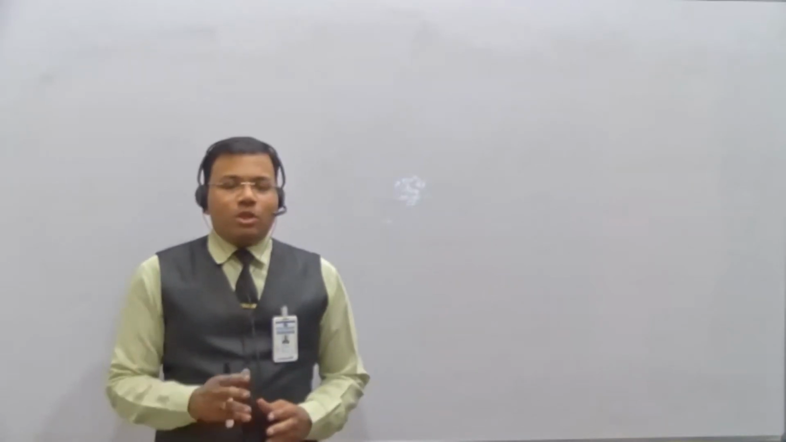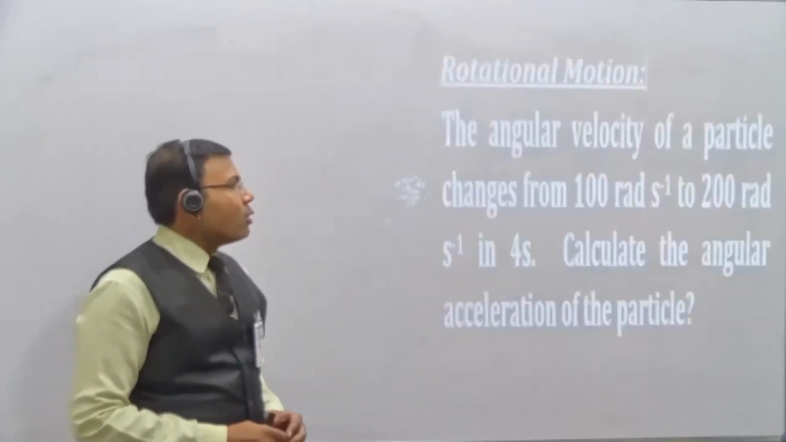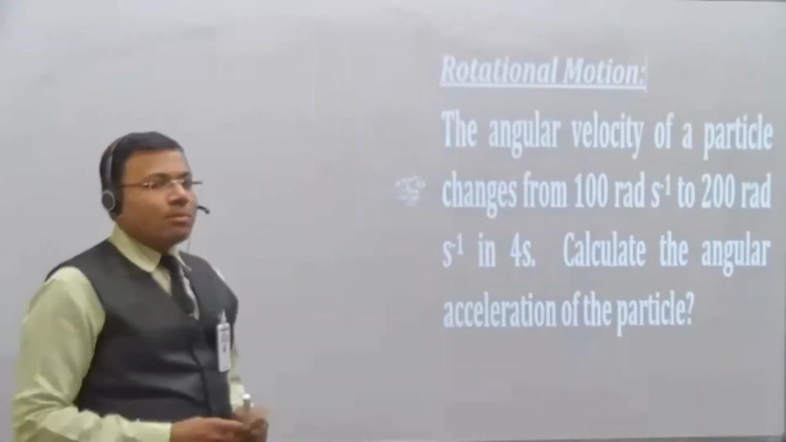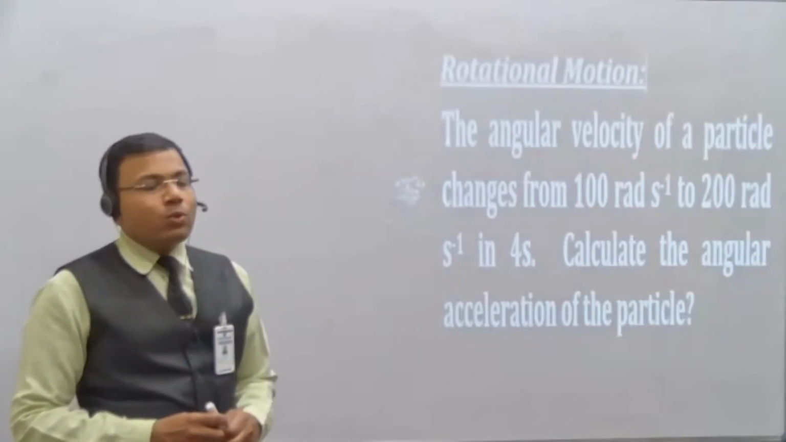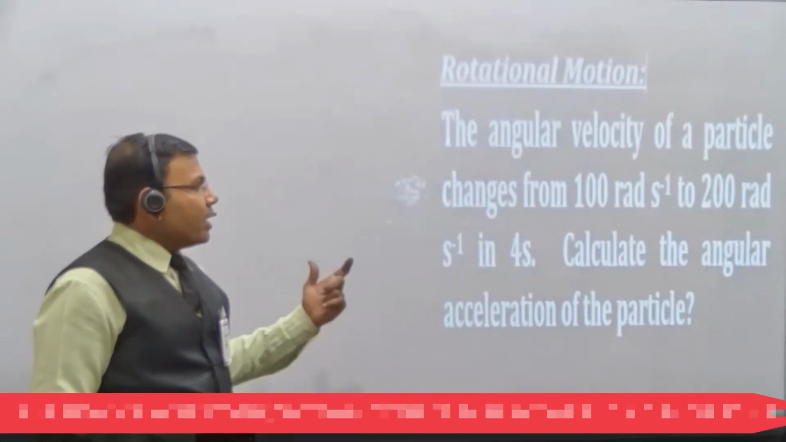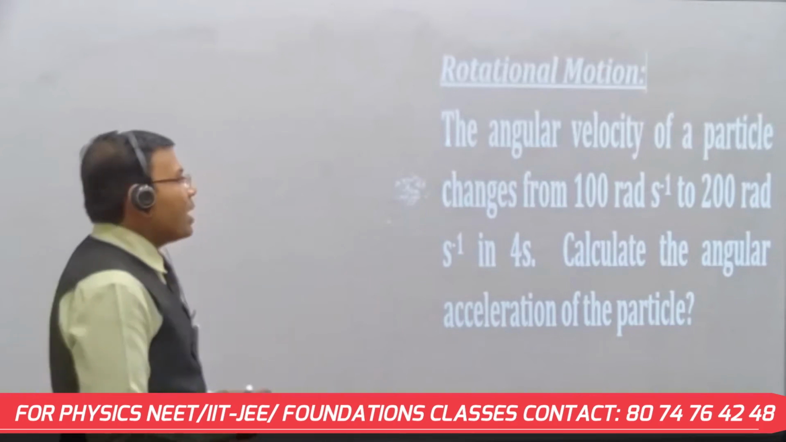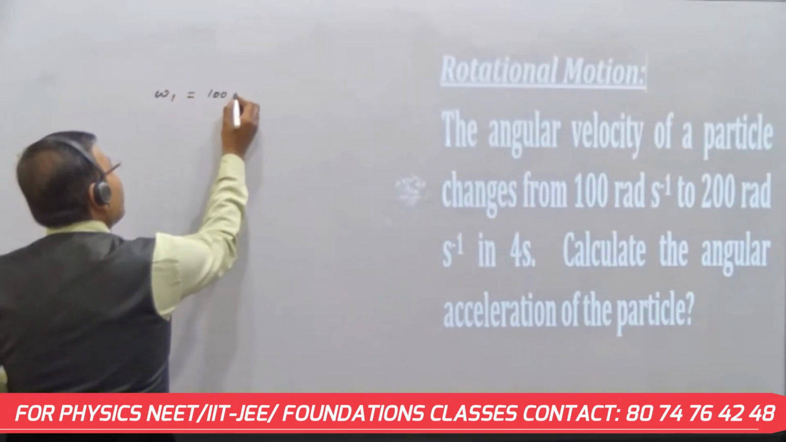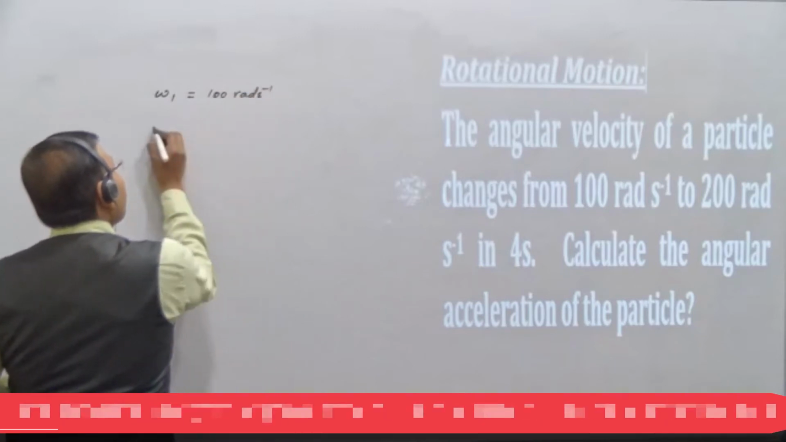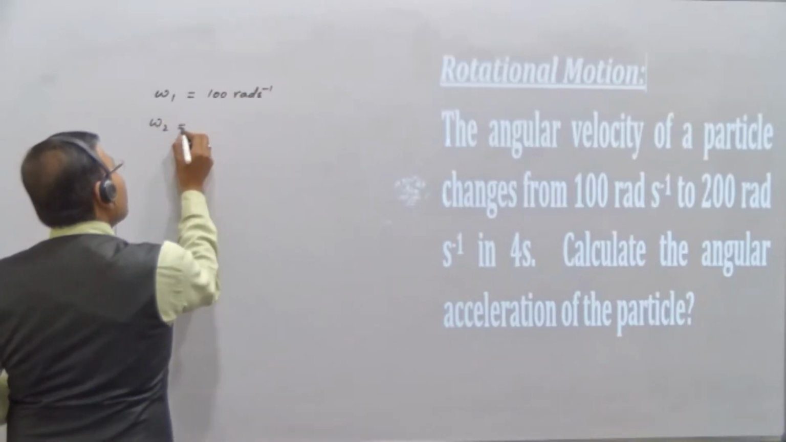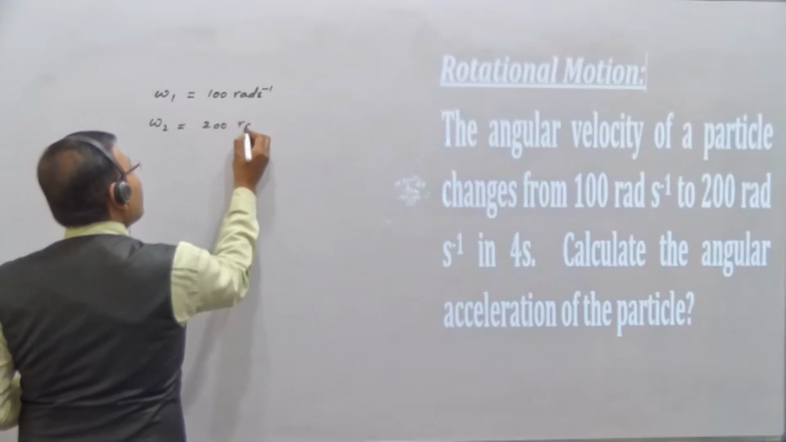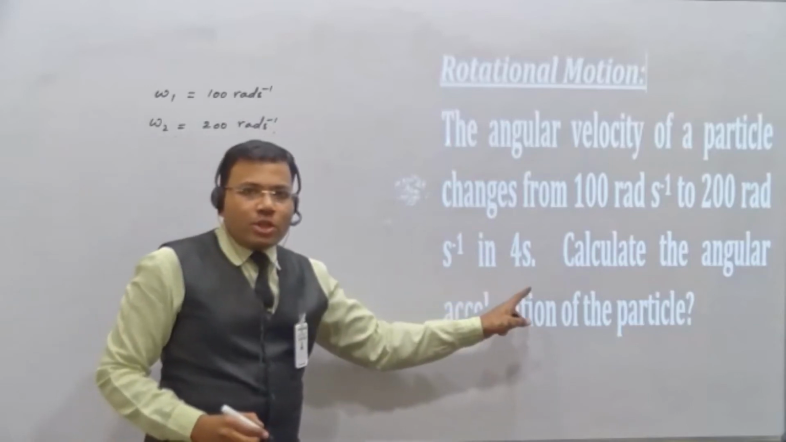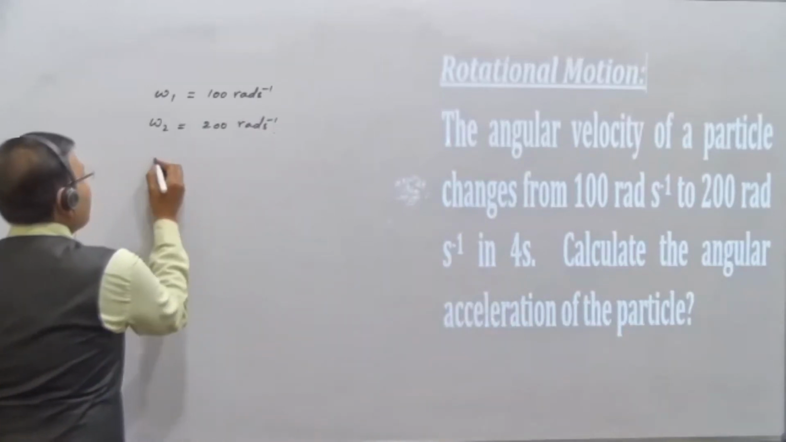So let us see the problems. The first problem on the board: the angular velocity of a particle changes from 100 radians per second to 200 radians per second. That means the angular velocity omega 1 value is given here. Try to understand the equation. Omega 1 is 100 radians per second, and omega 2, the final, is 200 radians per second. In how much time? That time is also mentioned here, it is 4 seconds. So here I will take time as 4 seconds.